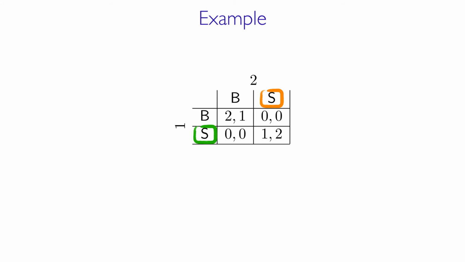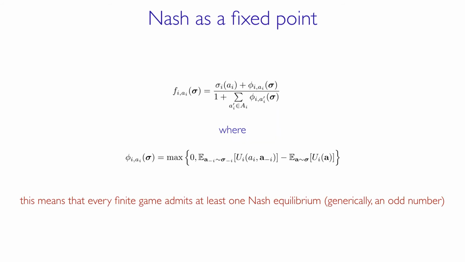If we focus on the strategy profile SS, we can see that also this strategy profile is a Nash equilibrium. The analysis is similar to that done before. A Nash equilibrium is a fixed point of the function reported in the slide.